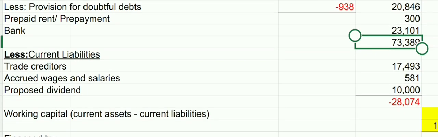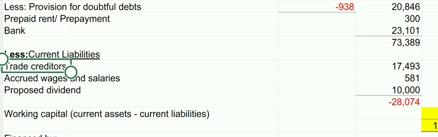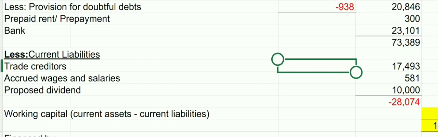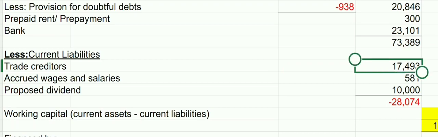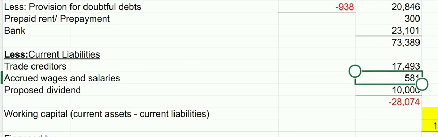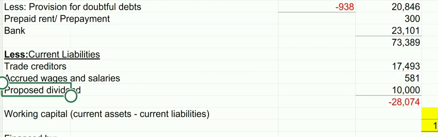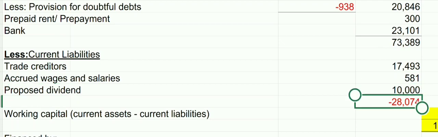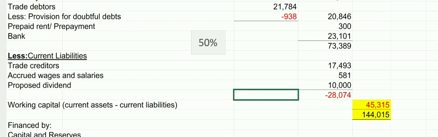Okay, let's look at current liabilities. Trade creditors or trade payables, you put here. That means you have to pay your suppliers in the future within 1 year. You also have to pay your workers' wages and salaries in the future, 581. You also have to pay the shareholders the proposed or final dividend, 10,000. Therefore, total current liabilities here, 28074.